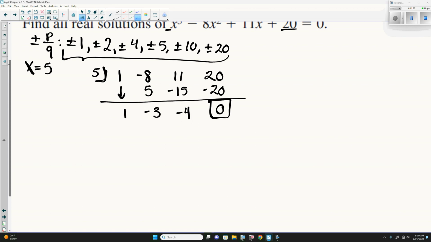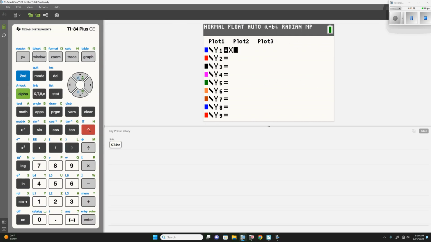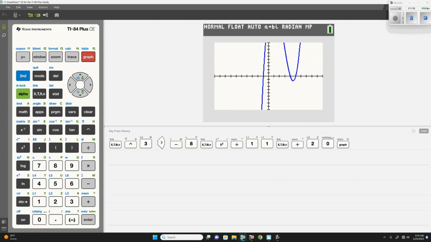Now at this point here, we could plug it in as a quadratic and solve from there. Or what we could have done from the beginning is type this into the graphing calculator. X to the third minus 8x squared plus 11x, is it plus 24? Plus 20, that's it. And once you get it typed in, hit graph.